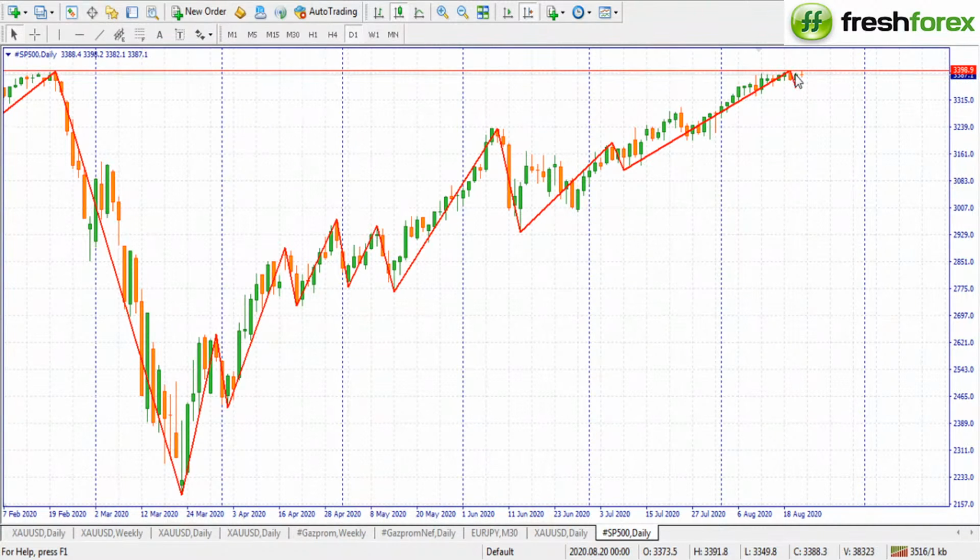So we want price to clearly break above the upper line 3398.9. We want it to break beyond, retrace back, then continue to the upper. So that's what we're waiting for. For price to break above, retrace back, then continue to the upper. So as it is now, there is nothing much that you can say except for a buy.